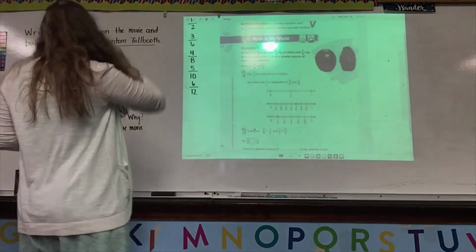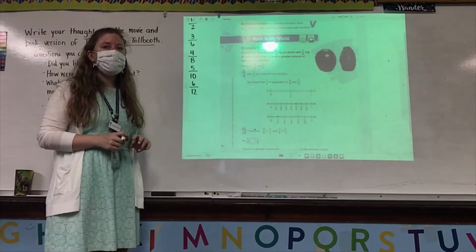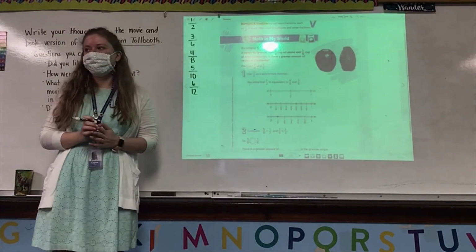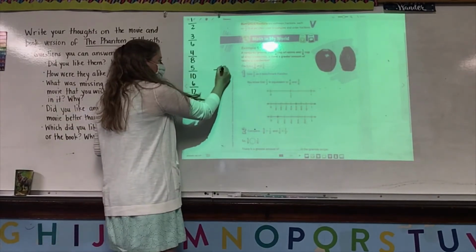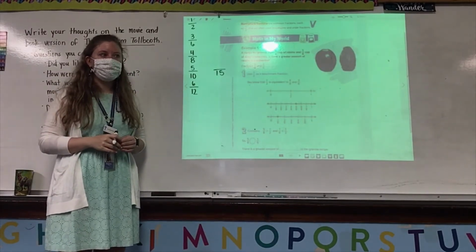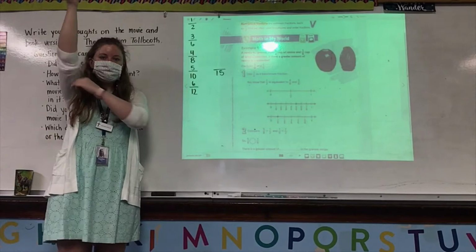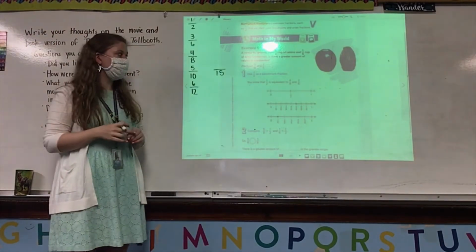Really quick, let's come up with some more fractions that are equivalent to 1/2. Can we find a fraction that's equivalent to 1/2 if the denominator is odd? Like if we have a denominator of 15. Can we find a fraction that's equivalent to 1/2? Why? Why or why not? Zari?